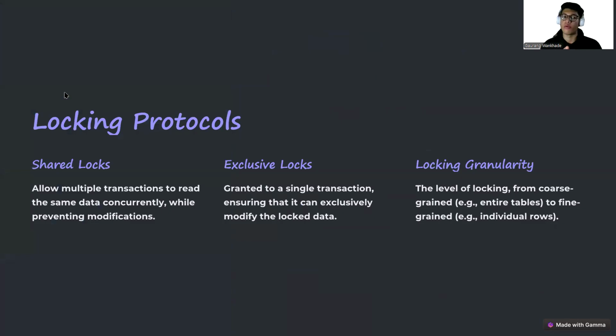We have locking protocols. Shared locks allow multiple transactions to read the same data concurrently while preventing modifications. We have exclusive locks that grant a single transaction the ability to exclusively modify the locked data. Next is lock granularity, the level of locking from coarse grain.